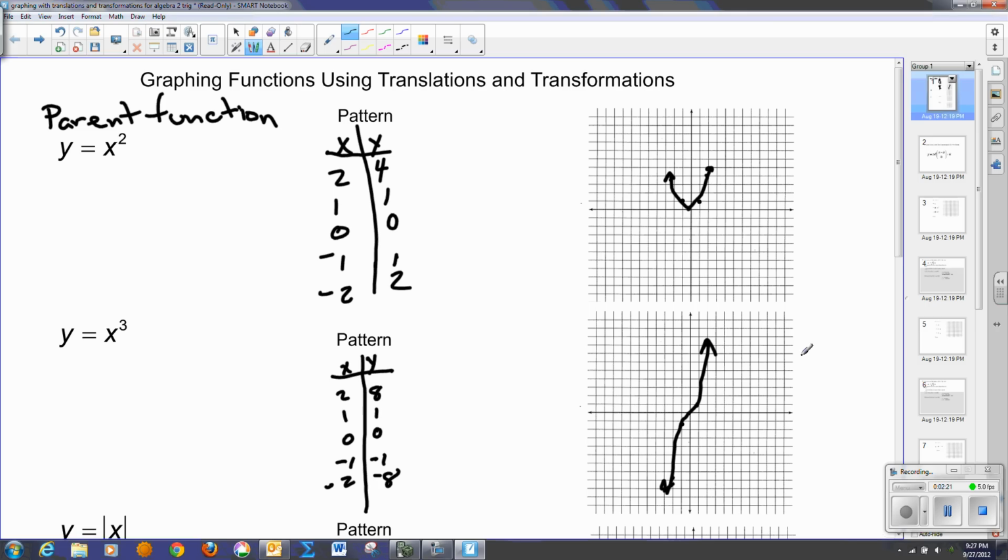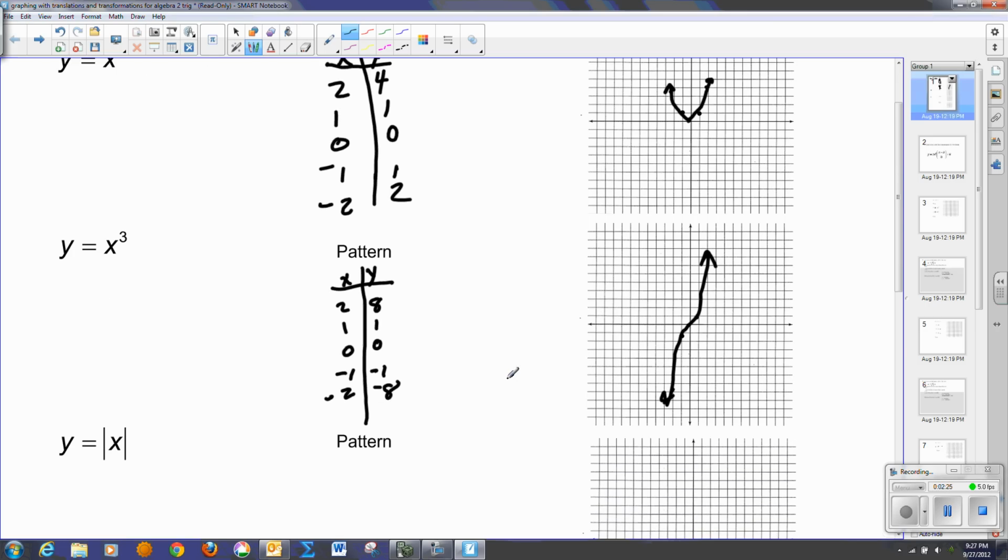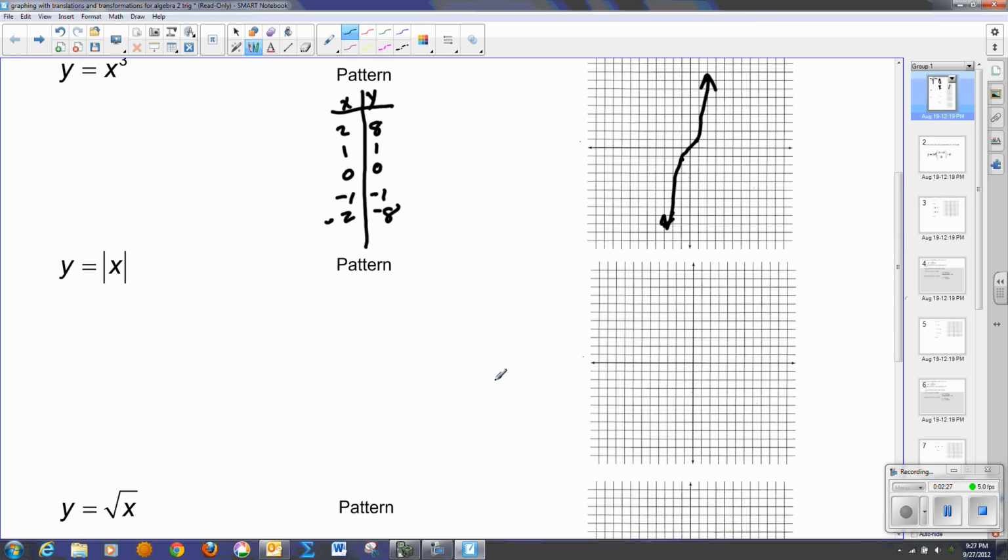All right, let's look at a couple more parent functions. We'll look at the absolute value of x. Again, picking x's and y's, we'll go -2, -1, 0, 1, 2. And I get 2, 1, 0, 1, 2. Graphing, once again, you'll notice in this case, it has a similar shape to a parabola, except it forms a straight line on each side. So it's like a V, if you will, or a check mark.